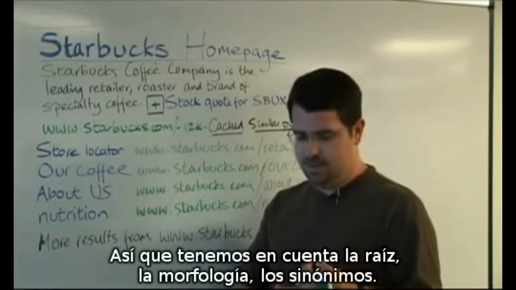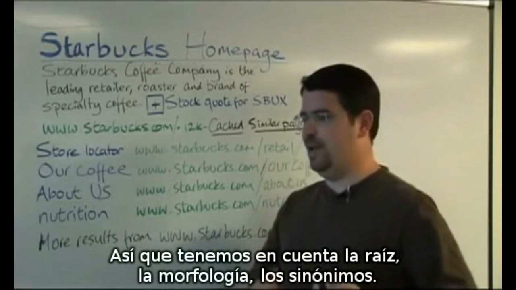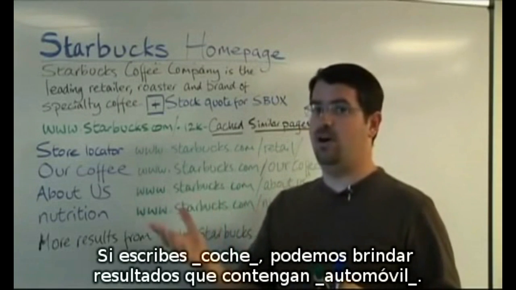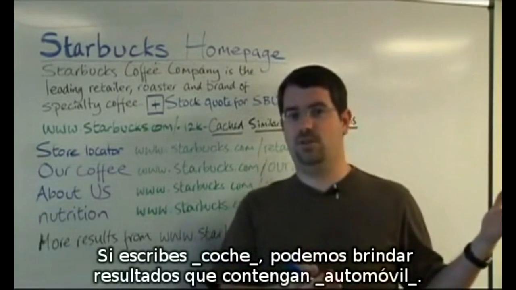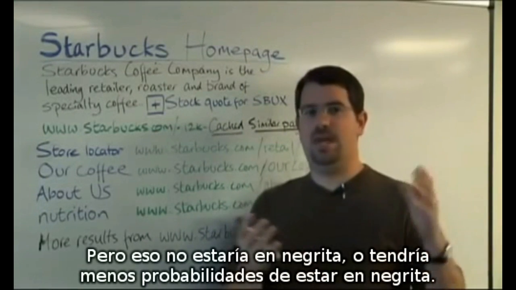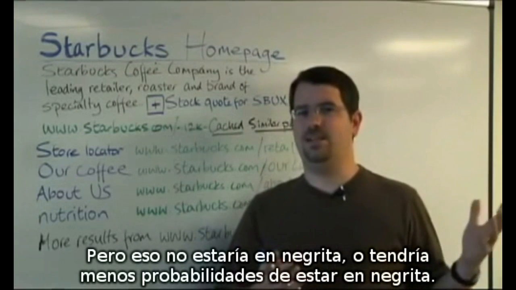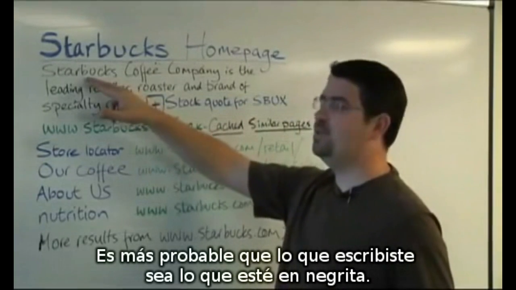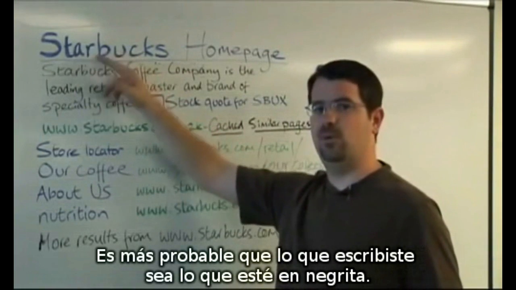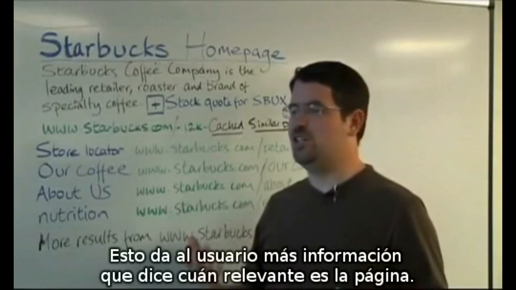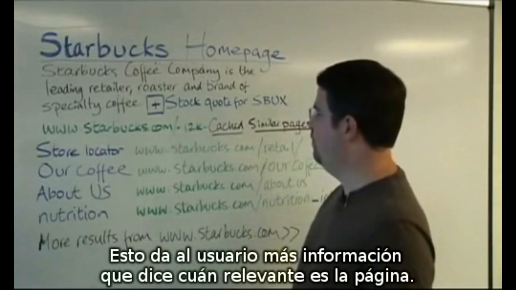So we know about stemming, we know about morphology, we know about synonyms. So if you type in car, we can sometimes return search results that have automobile, but that wouldn't be bolded, or it wouldn't be as likely to be bolded. What's more likely is whatever you typed in is what's going to be bolded. So that gives the user a little more information. It shows how relevant that page really is.